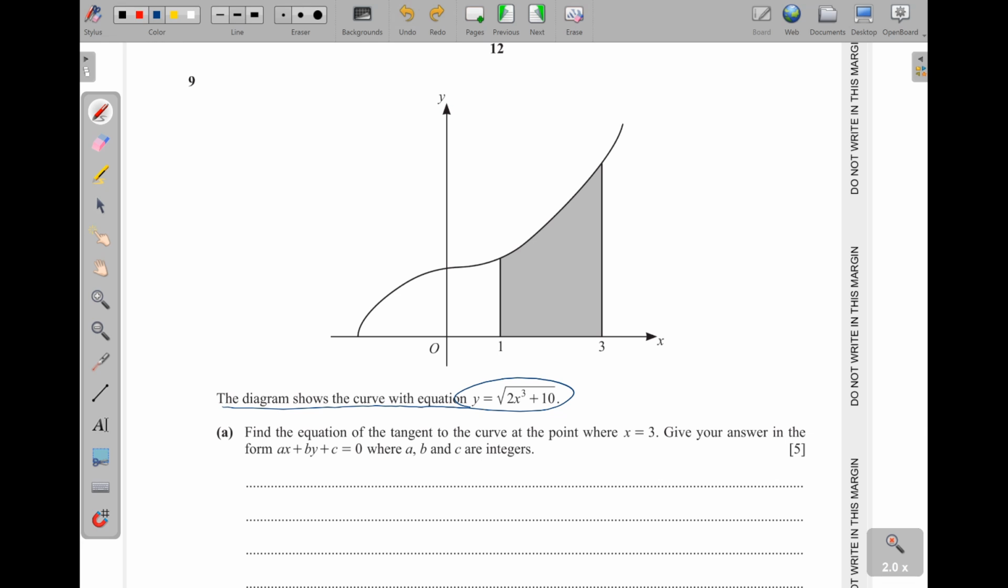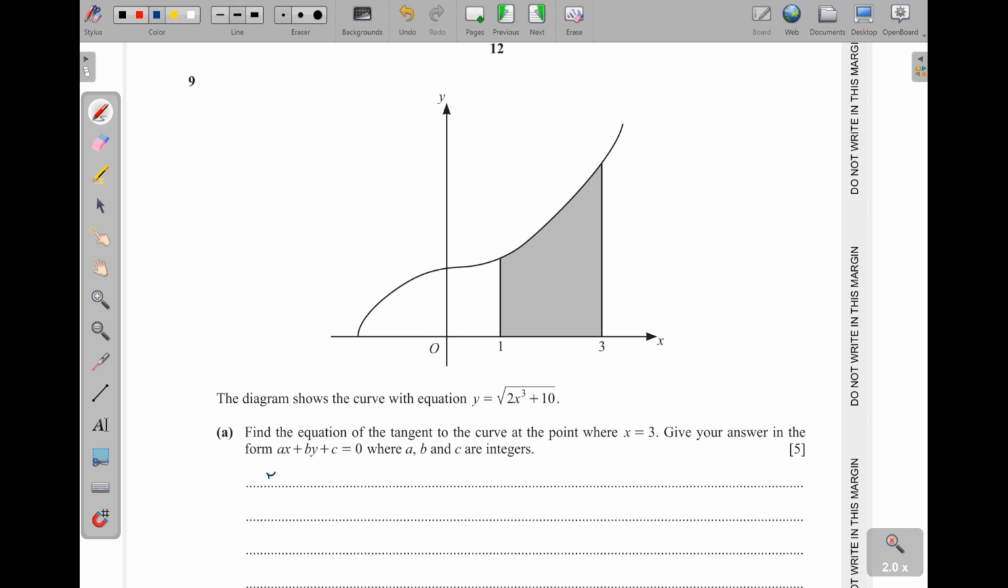Now, something very important we need to do here is to differentiate, okay? Remember, the gradient of a tangent at the point of intersection with the curve is going to be the same as that of the curve, okay? Now, if we need to find the equation of a straight line, we need its gradient and also at least one point through which the line passes, okay?